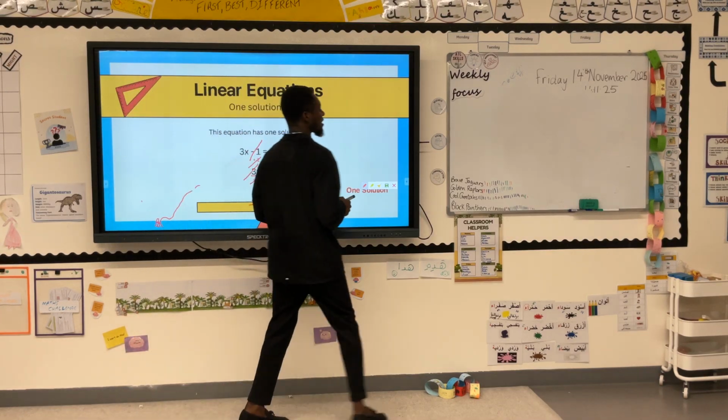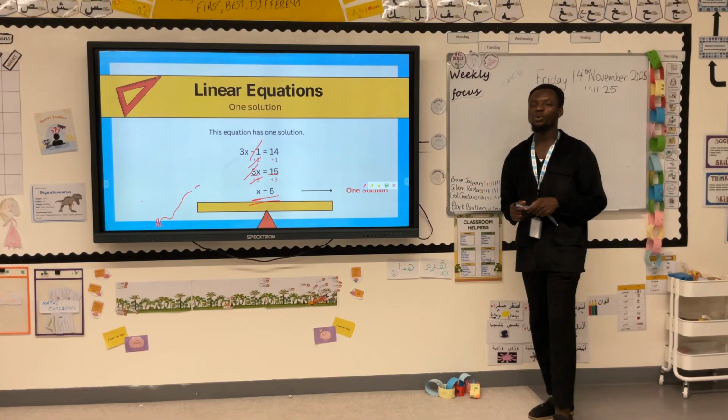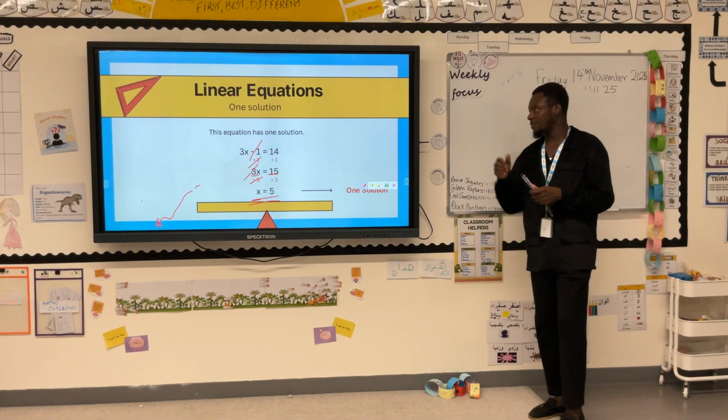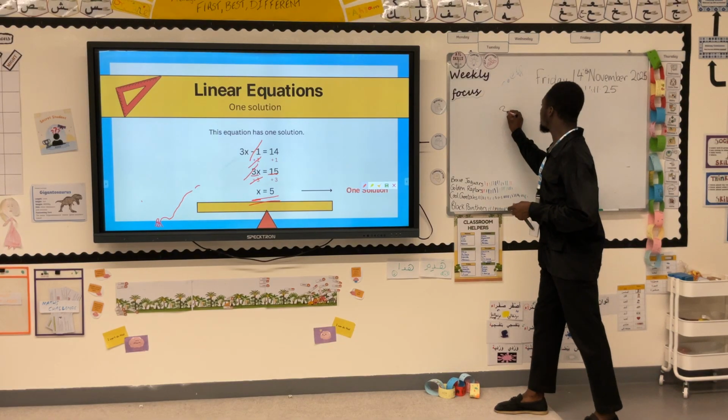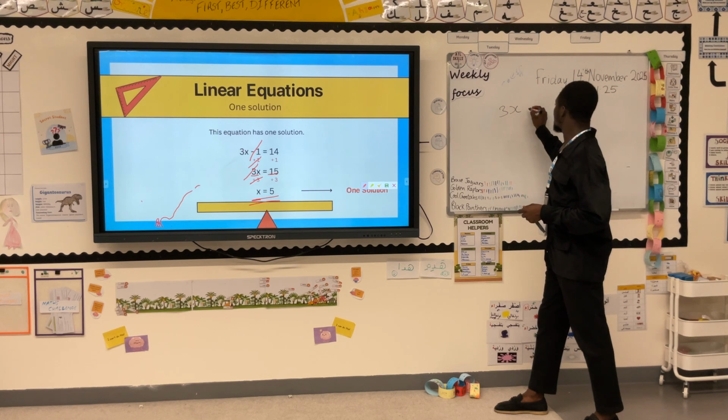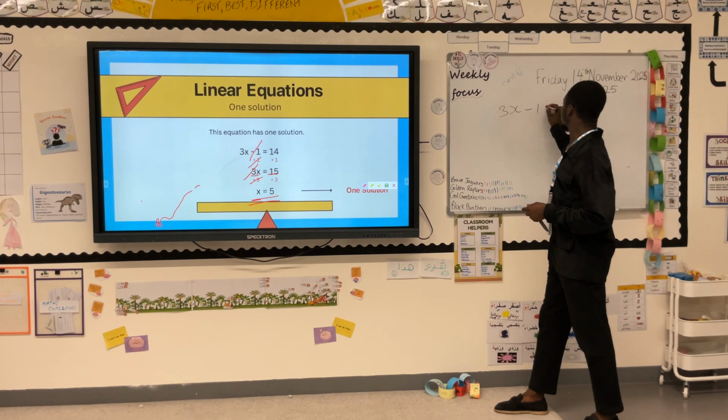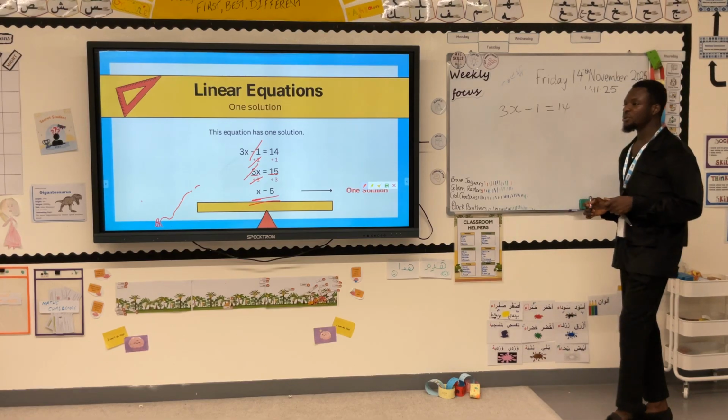This can be solved in another way. That is what we call grouping like terms. So let's see how it goes. 3x minus 1 equals 14. How do we group like terms?